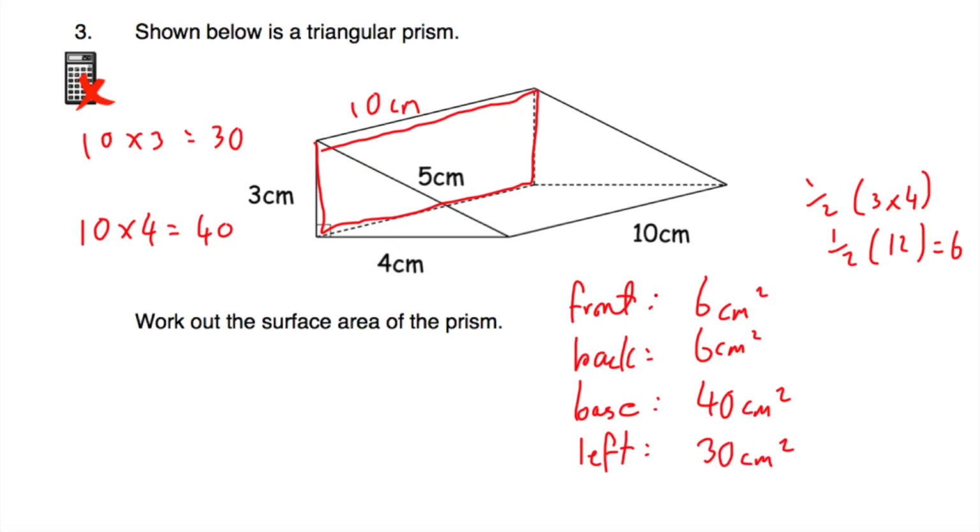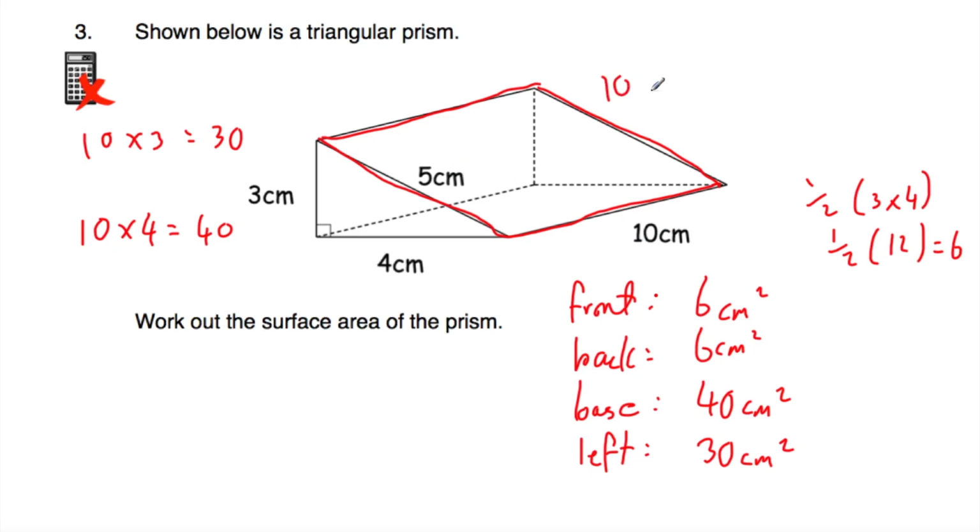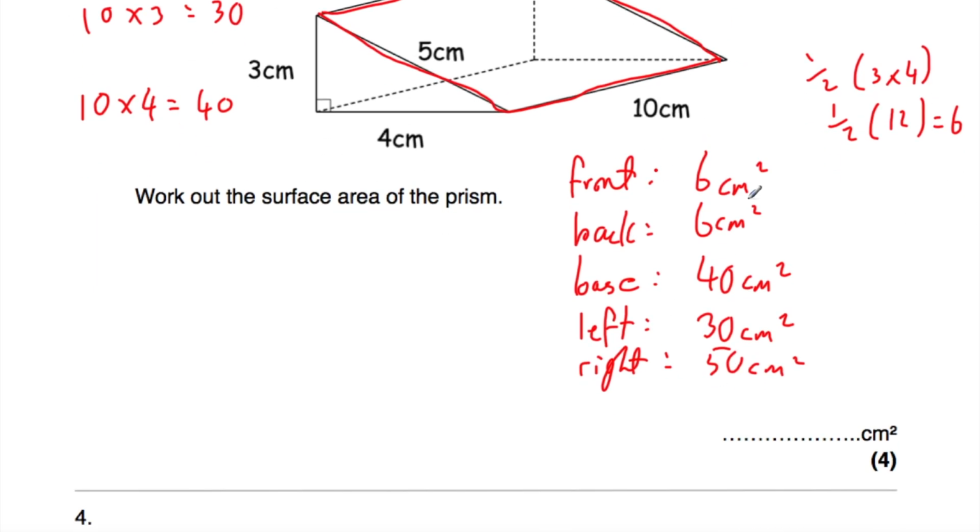So that's fantastic. We've now got the area of 4 of the faces. We're left with just one more, just this right hand face, this slanted face here. And to find the area of this face, again, it's just a rectangle, and we're going to do 10 times 5. And 10 times 5 is equal to 50. So that means the area of this face, this right hand face, or this slanted face, is equal to 50 centimeters squared.